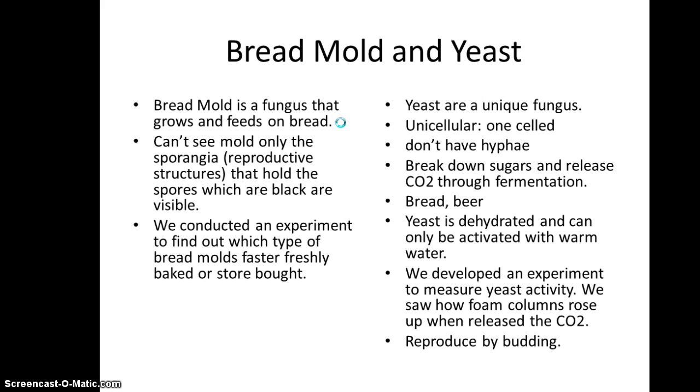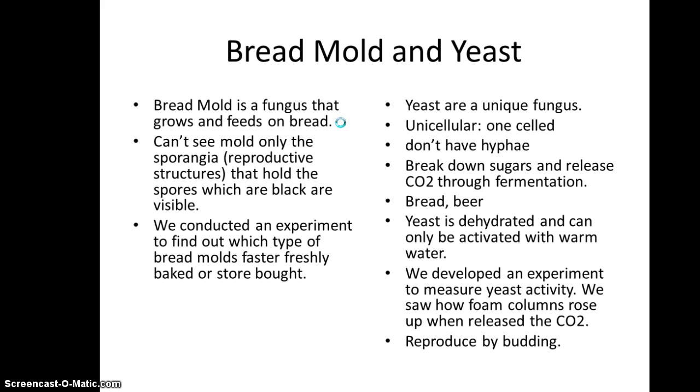So we talked about two types of fungi in particular. We spent a lot of time learning about bread mold and yeast. So bread mold is a fungus that grows and feeds on bread. And when I have a piece of bread, I can't always see if mold is growing on it because most of the bread mold is clear. The black that we see in bread mold is the sporangia, which is the reproductive structure that holds the spores that allow this bread mold to reproduce. And we don't see the black right away because the reproductive structures don't grow until later.